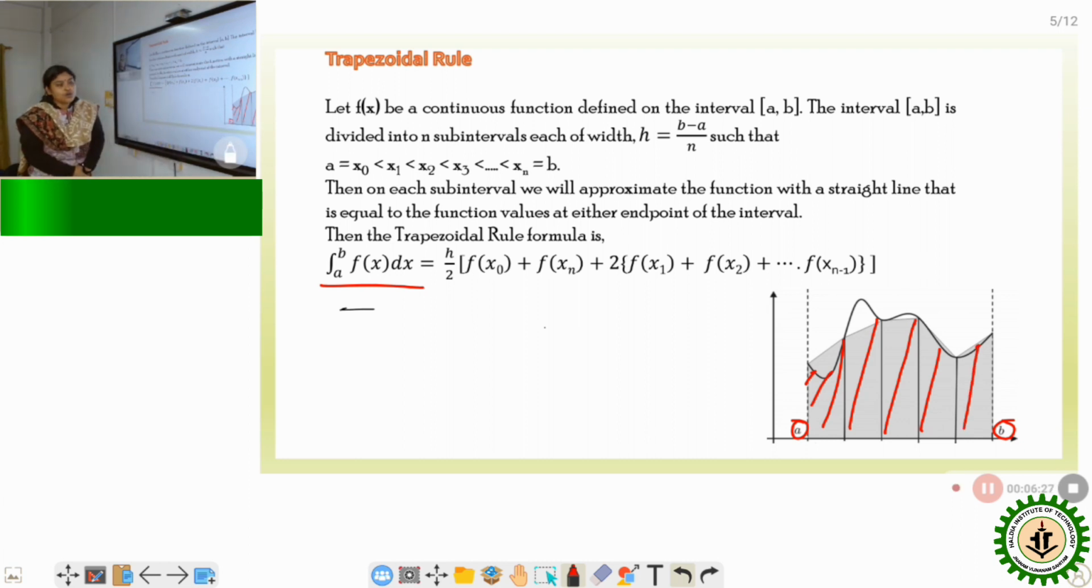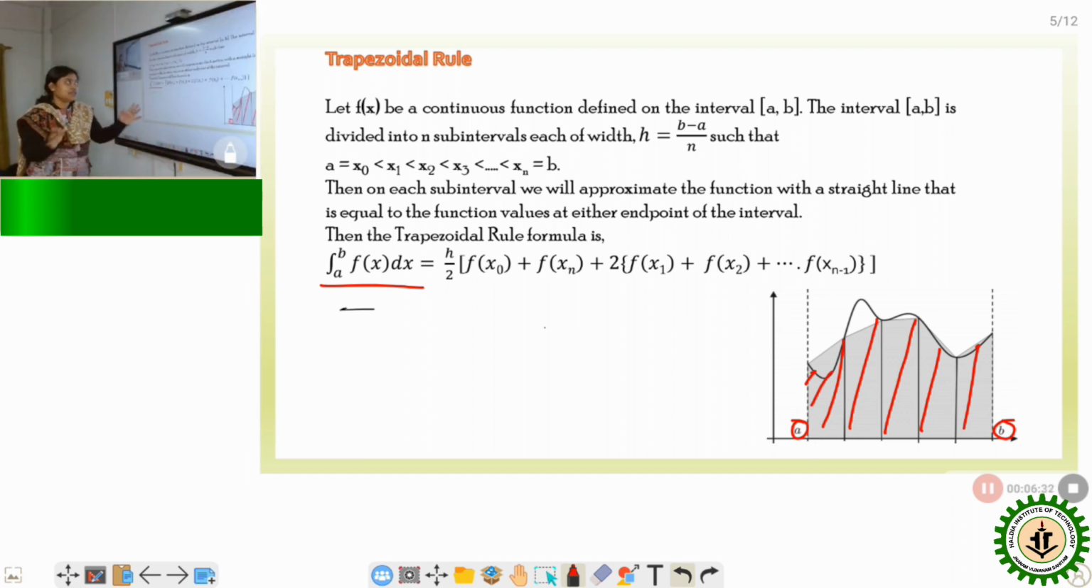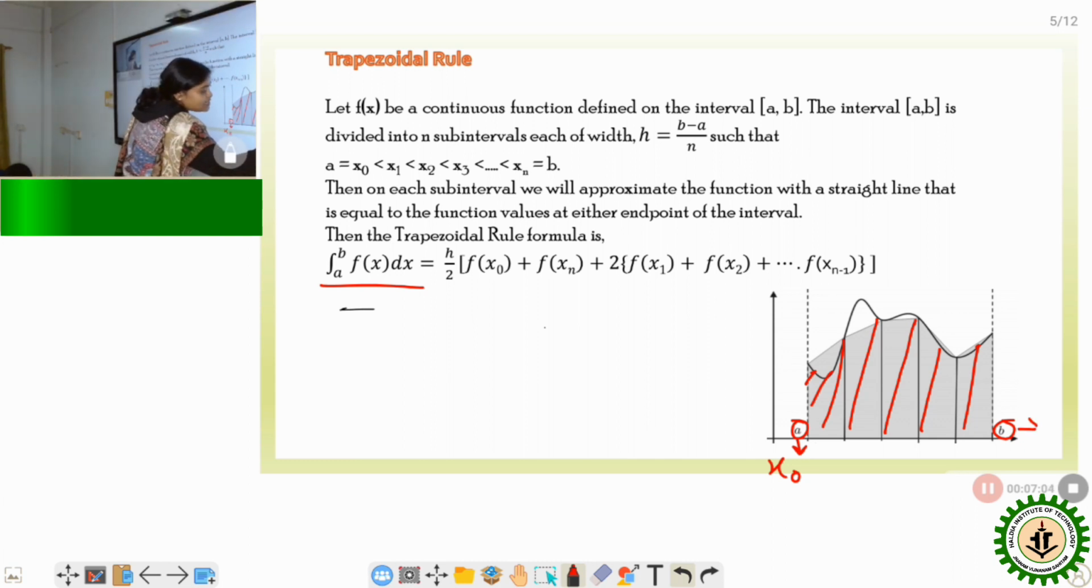For this, in numerical integration, in the trapezoidal rule, Simpson's 1/3 rule, Simpson's 3/8 rule, Weddle's rule, all these methods, we divide the interval AB into some sub-intervals. Suppose this is the initial value of x, and let us denote it as x naught. A is the lower limit, B is the upper limit. These are all the values of x. This is the initial value, x naught, and b is the final value of x.